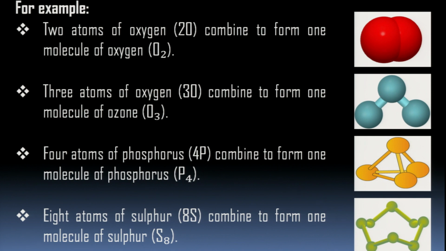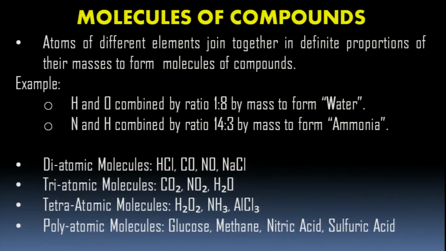You can see how the form is just like the crown of a queen. Is not it? Children, we have discussed the molecules of elements. They contain single elements, but 2 or more elements can also combine and form molecules, and these are the molecules of compounds. Atoms of different elements join together in definite proportions of their masses to form molecules of compounds.